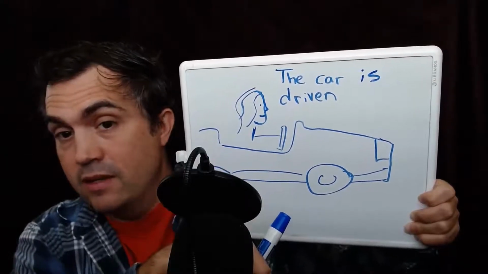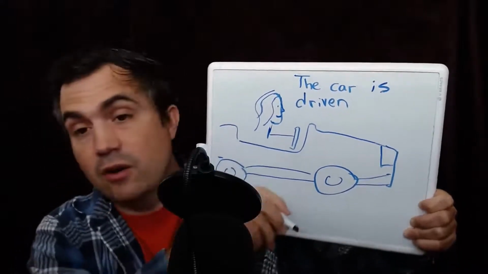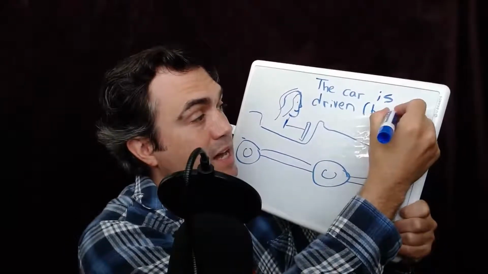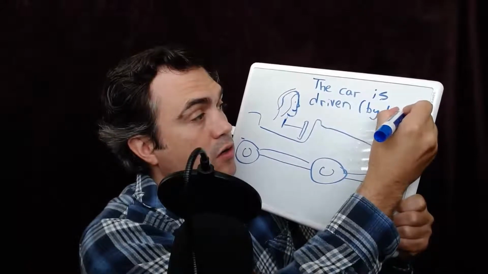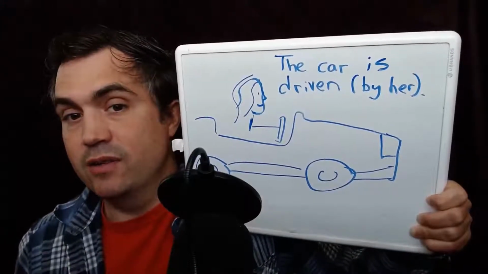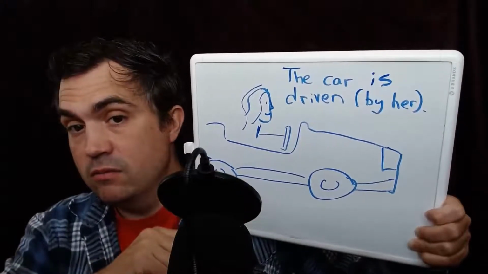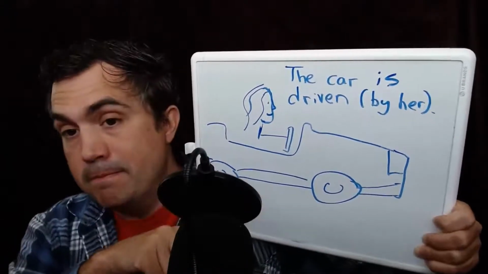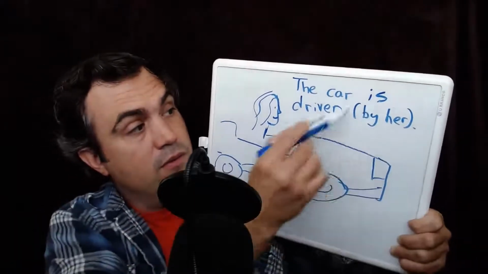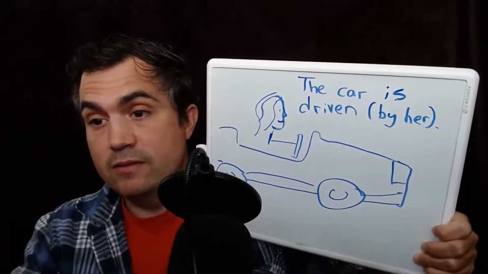Okay. Now, what happened to the subject? The subject was she. So now that's called the agent, and I can say, this is optional. I can say by her. I could say the car is driven by her. The car is driven by Susie. The car is driven by Jessica. Okay. That's called the agent. But the car is driven, that's the passive voice, right?